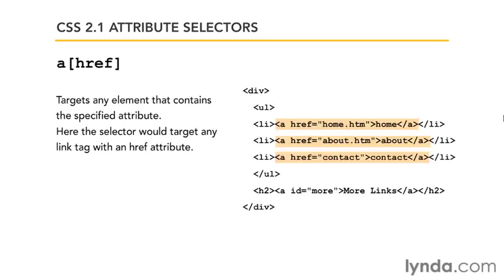The first variation is pretty basic. It simply checks for the presence of the listed attribute. If the attribute is found, the element is targeted. In this example, we would check for any link tag with an href attribute.